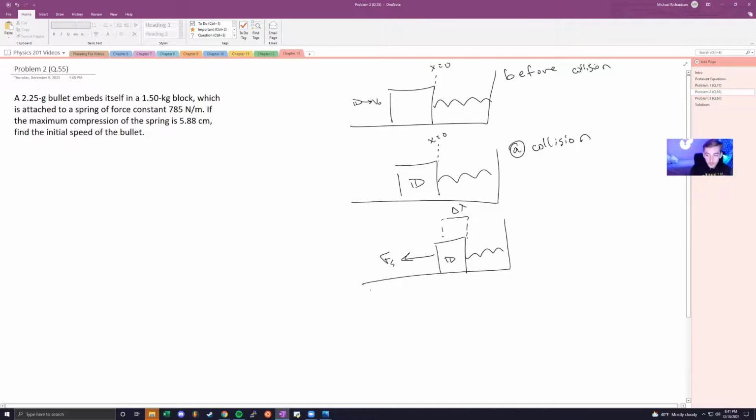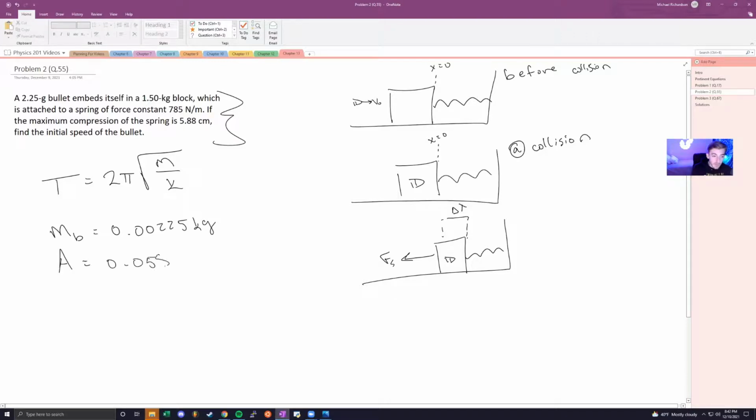Okay, so let's start with defining what else we have given in this system. Our period, it's probably going to be helpful to define it as 2 pi times the square root of m over k. We're in a spring system, so we're going to want to define our period like that. Also, the mass of our bullet, let's call it lowercase m_b, is 0.00225 kilograms. Our amplitude is going to be equal to 0.0588 meters. The mass of our large block is going to be equal to 1.5 kilograms. Our spring constant is 785 newtons per meter. And that's about all we have.